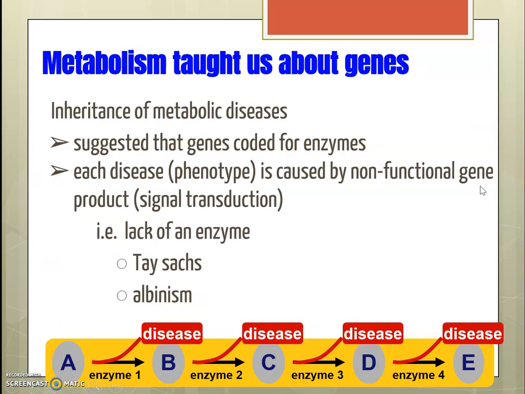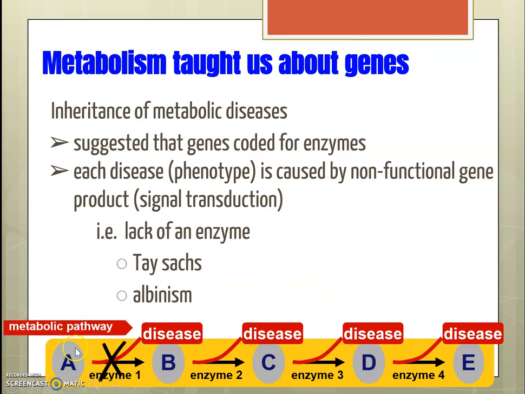Okay, so metabolism is what taught us about genes. There's an inheritance of metabolic diseases. So this suggested that genes were coded for by enzymes. Each disease, which is the phenotype because that's the physical representation, is caused by a non-functional gene product. So basically, if you don't have that enzyme, a non-functional gene, you can get certain diseases, like Tay-Sachs, albinism, things like that.